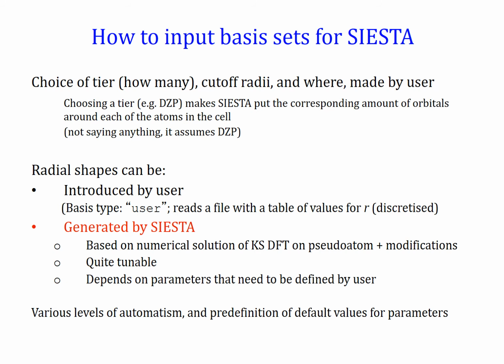Now the radial shapes can be either introduced by the user as a table, so basis type user, or generated by Siesta. Siesta itself can generate different flavors of numerical basis sets, normally based on modifications of the numerical solution of the constant DFT problem for the pseudo atom isolated in space. They are quite tunable and depend on different parameters that you have to define. There are again various levels of automatism and the predefinition of default values for different parameters.